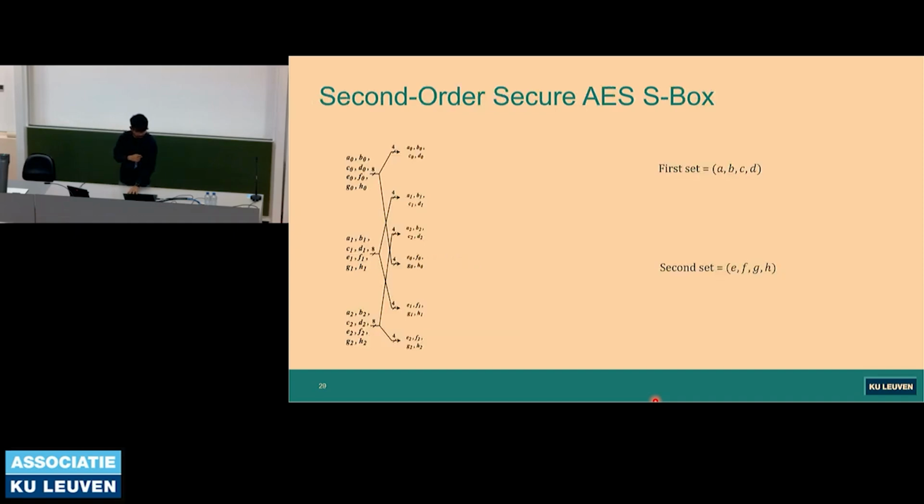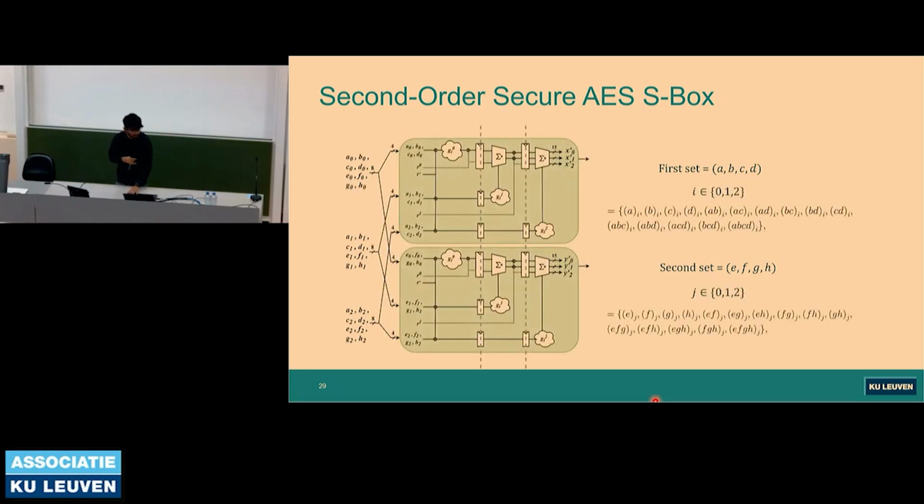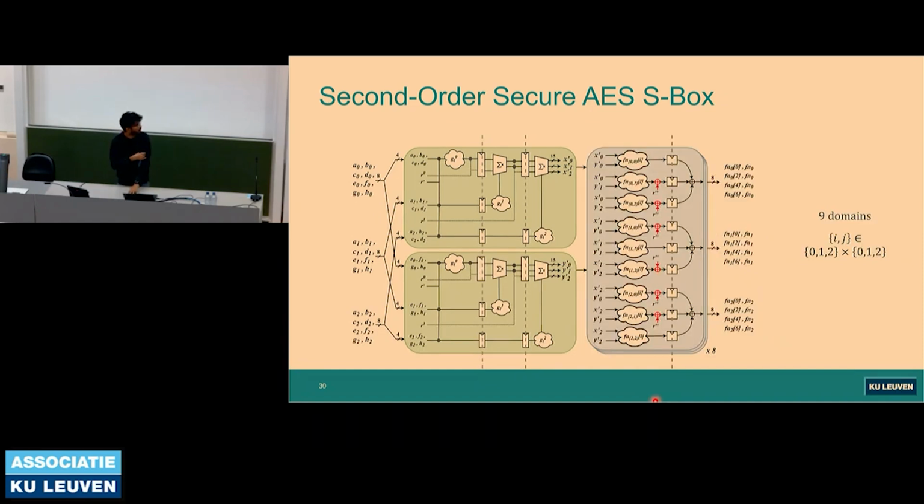So for the second-order secure AES S-box, it's very similar. There is almost no change, but the only change is that now you operate on 3 shares instead of 2. So again, you split them into two sets, A, B, C, D, E, F, G, H. Then you apply second-order TSM on each set. You again get all the product terms of the first set and the second set. And then you combine them, instead of 4 domains, now you have 9 domains, 3 times 3. Combine them, register them, and then you get the outputs. So the HO-TSM block has a latency of 2 because it's second order, and then you need an additional cycle for the DOM part, and then finally you have a latency of 3.